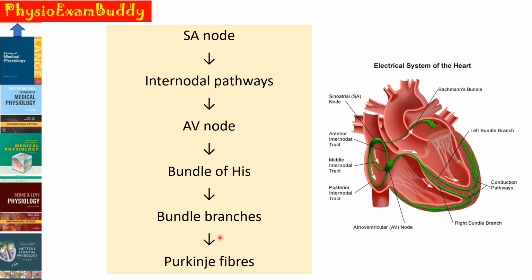So those parts of the conducting system other than the SA node or AV node that can take over when the SA node or AV node are depressed are known as the latent pacemakers.